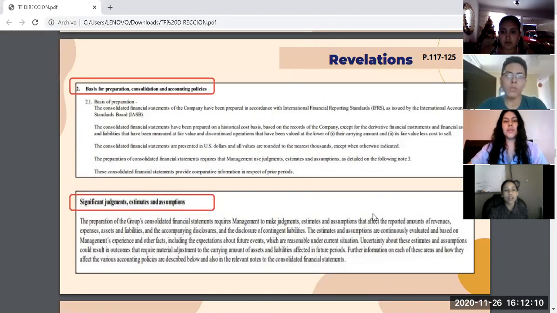Okay, about the disclosures, Buenaventura must explain the basis of preparation, consolidation, accounting policies, estimates, and judgments, as it does in notes 2 and 3.